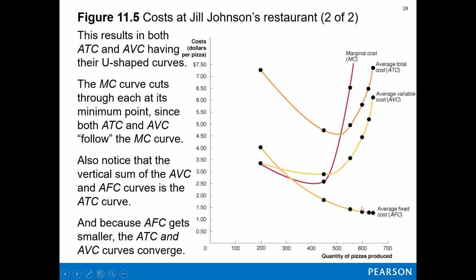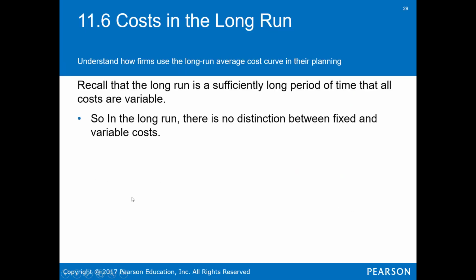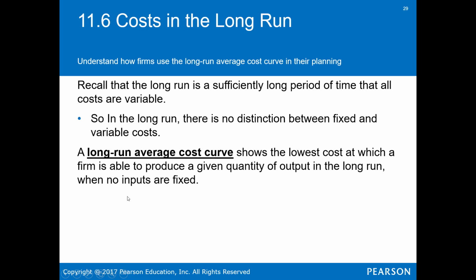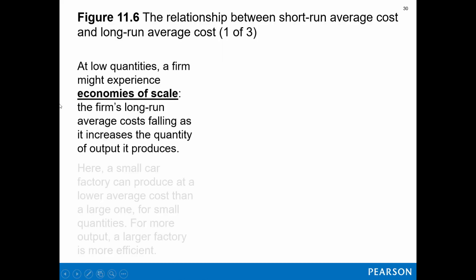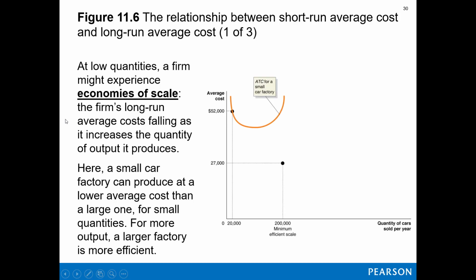Remember, average fixed cost is going to keep going down because you didn't change the fixed cost within a relevant range. Recall that the long run is a sufficiently long period that everything can vary, so in the long run there is no distinction between fixed and variable costs. A long-run average cost curve shows the lowest cost at which the firm is able to produce a given quantity of output in the long run, when there are no fixed inputs. At low quantities, a firm might experience economies of scale, the firm's long-run average cost falling as it increases the quantity of output it produces.